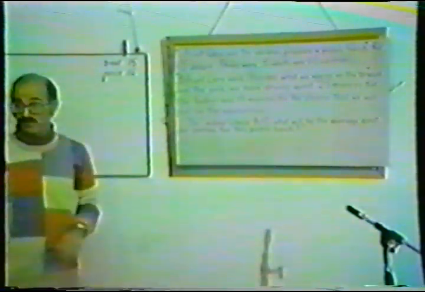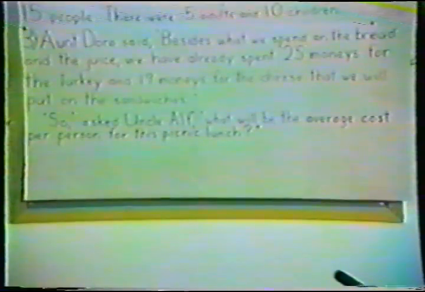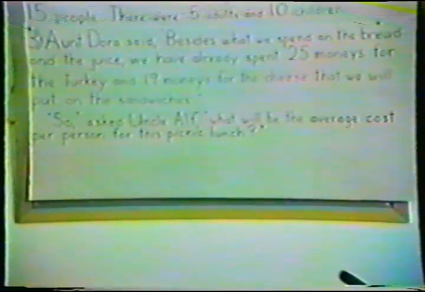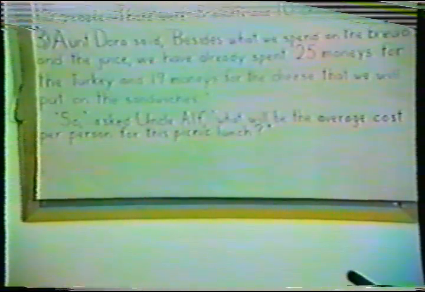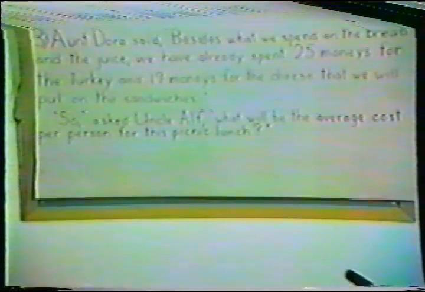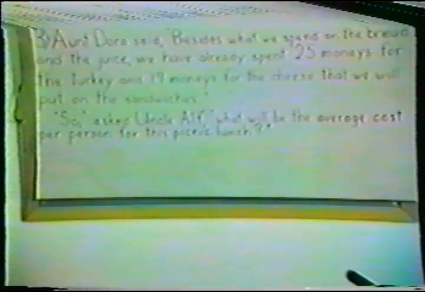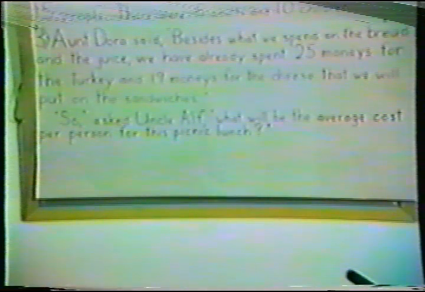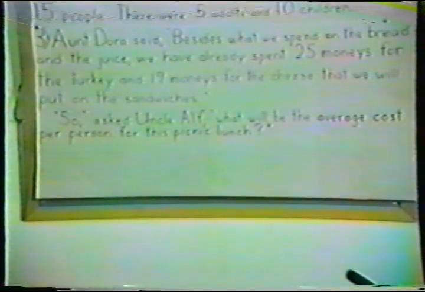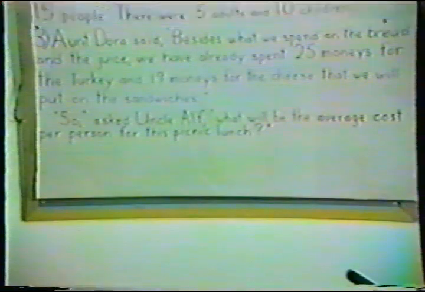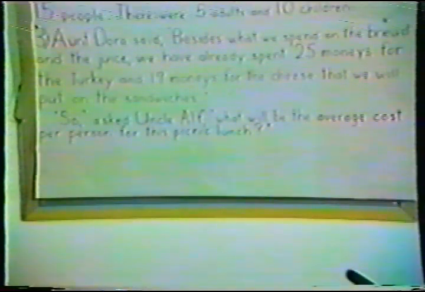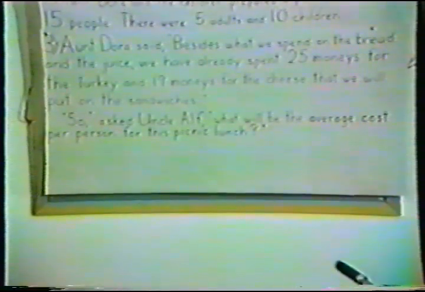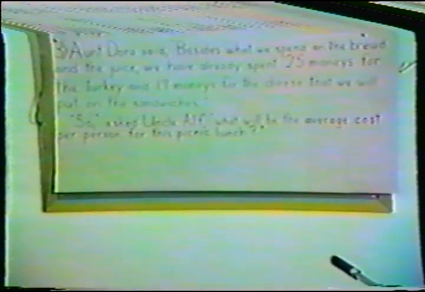Here's our last problem for the picnic lunch. Problem number 3. Aunt Dora said, "Besides what we spend on the bread and the juice, we have already spent 25 monies for the turkey and 19 monies for the cheese that we will put on the sandwiches." So, asked Uncle Alf, what will be the average cost per person for this picnic lunch?